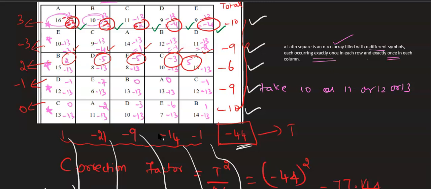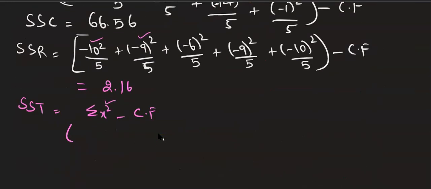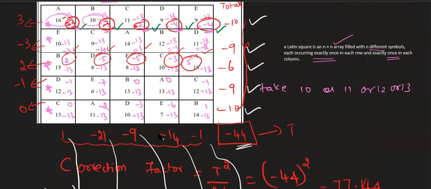3 square 9, again this 3 square is 9, then 2 square is 4, 4 square is 16, minus 4 square is again 16. So it is easy for us to write this: 9 plus 9 plus 4 plus 16 plus 16. This is your first row. And second row, 3 square 9, 16, we are just squaring it. So 9, 16, 1, 1, 4.